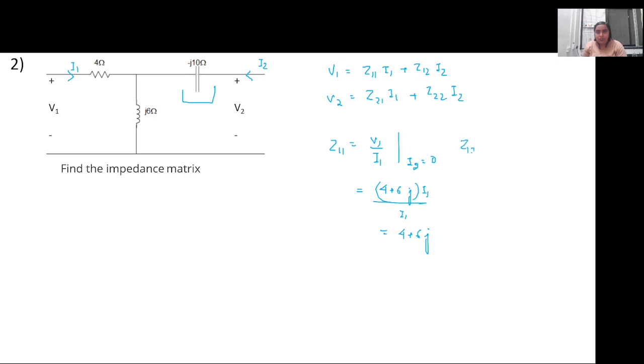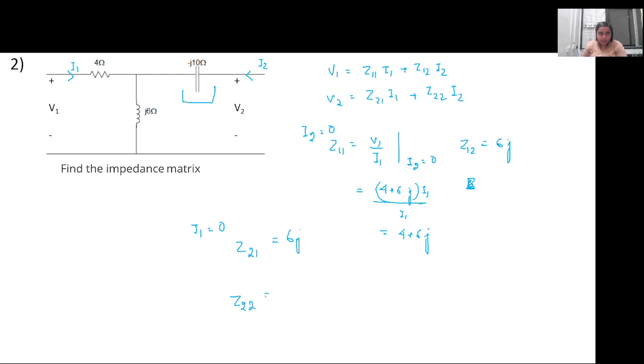Similarly Z12 will be just 6J. If you put the next condition, this is I2 equal to 0, right? Now, sorry, I1 equal to 0. Sorry, I2 equal to 0. With I1 equal to 0, you will end up with Z21, which will be equal to again 6J.